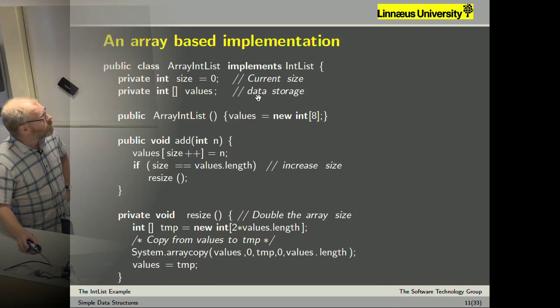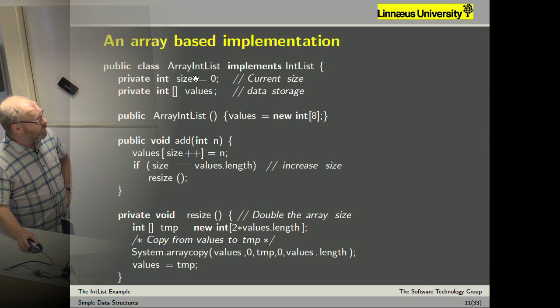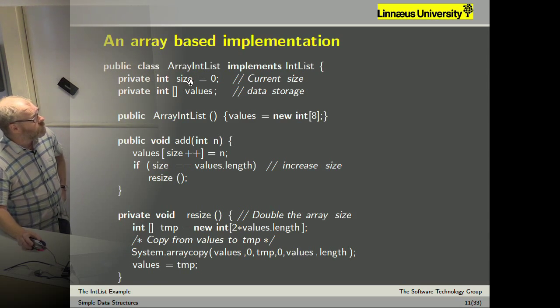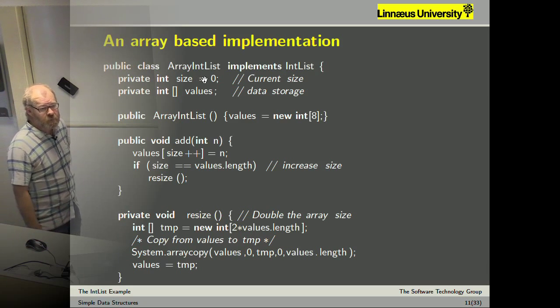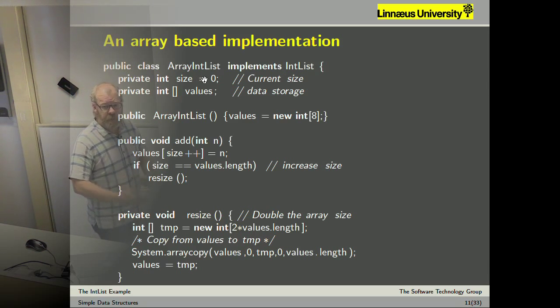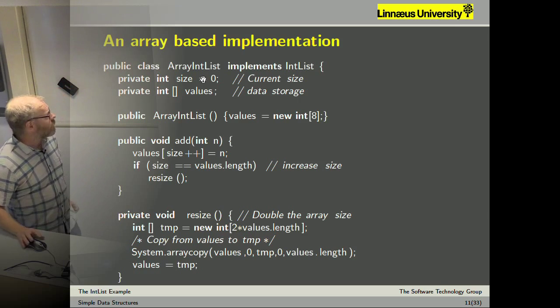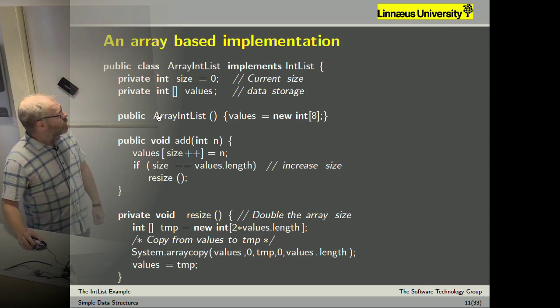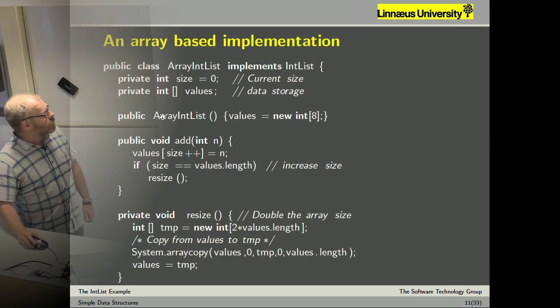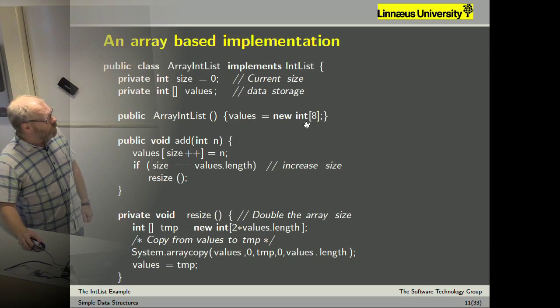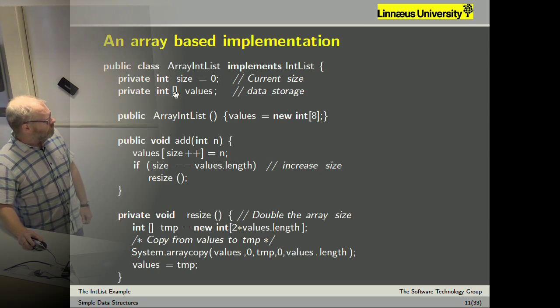If you're implementing it array based, you need to store your values, in this case, in an integer array, since we have an int list. So this is where I will store my values. And also, I have a field up here called size to keep track of the current size. That means how many elements are stored for the time being in the list. When we are creating a new array int list, we give a start value. That means we are saying that the number of elements that can be stored is 8.